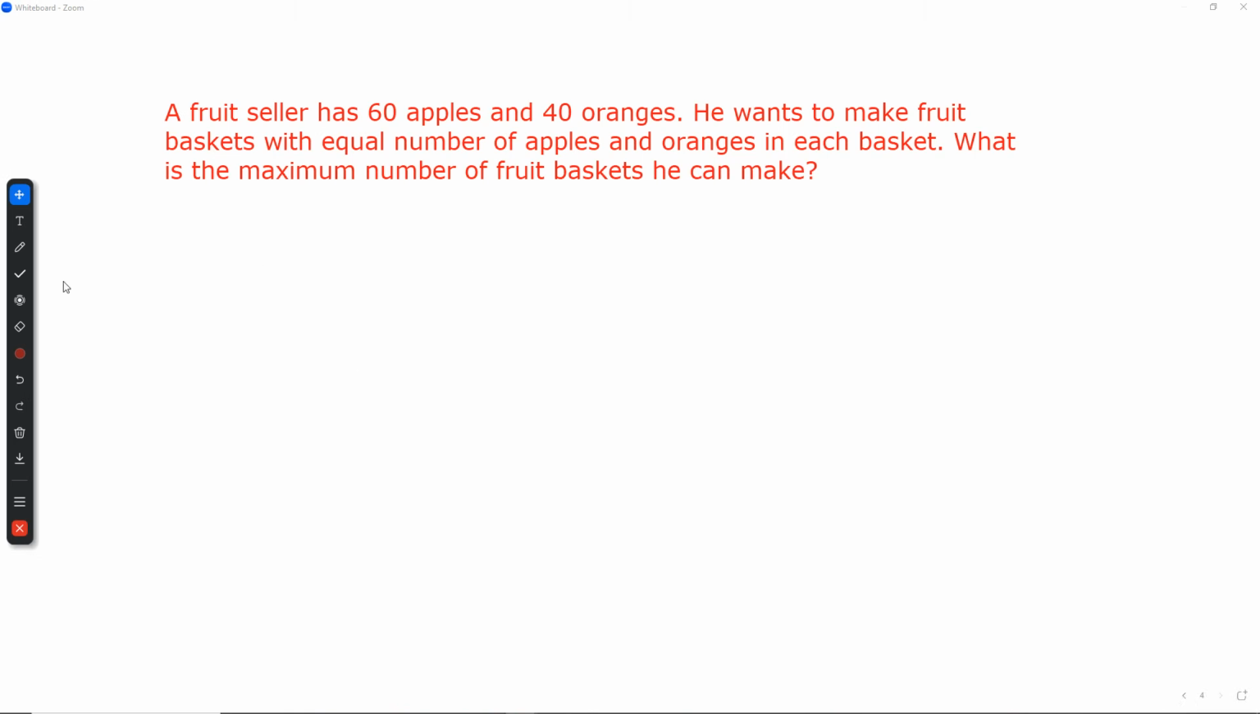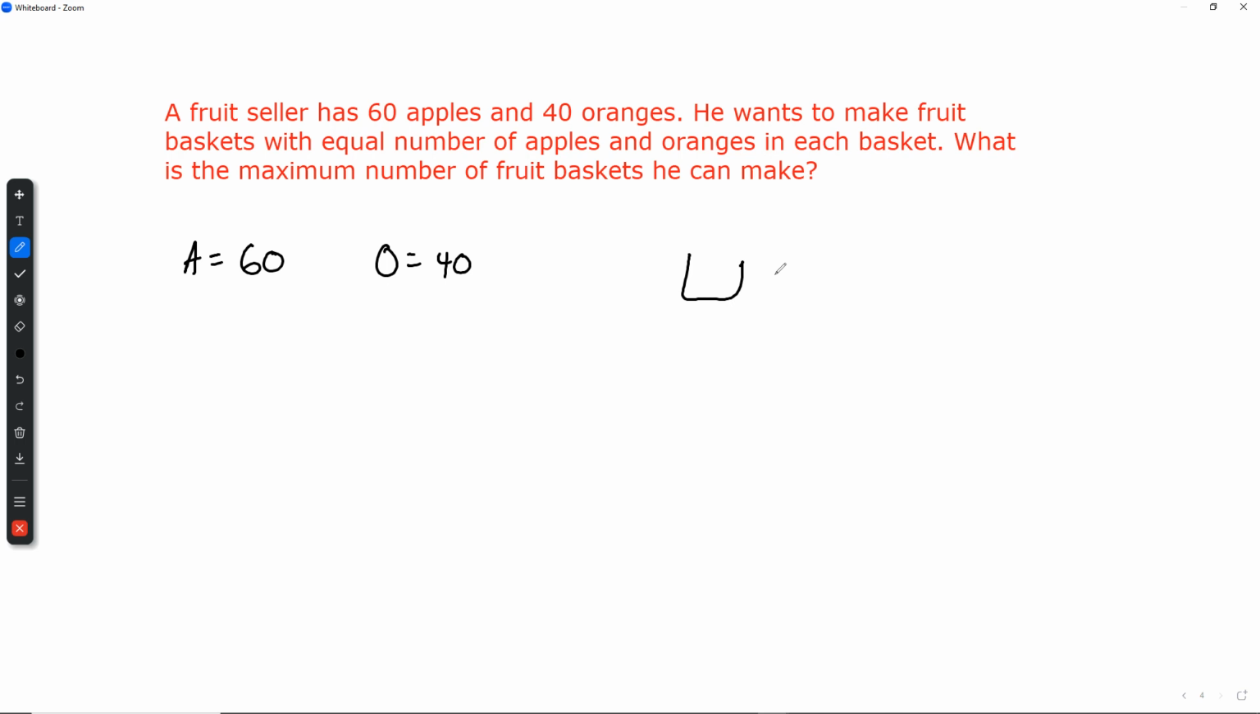A fruit seller has 60 apples. Okay, let's write this down. So 60 apples and oranges is equal to 40. He wants to make fruit baskets with equal number of apples and oranges.